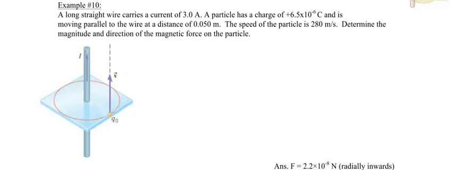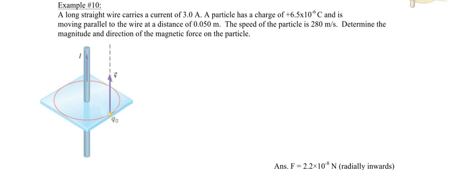Welcome to the following example, which is about a current-carrying wire that creates a magnetic field around it, and then a charge that happens to be moving parallel upwards along this dotted line along the wire. And we would like to know what would be the magnitude and the direction of the magnetic force that would be acting on this charged particle by being in the proximity of the magnetic field of this wire.